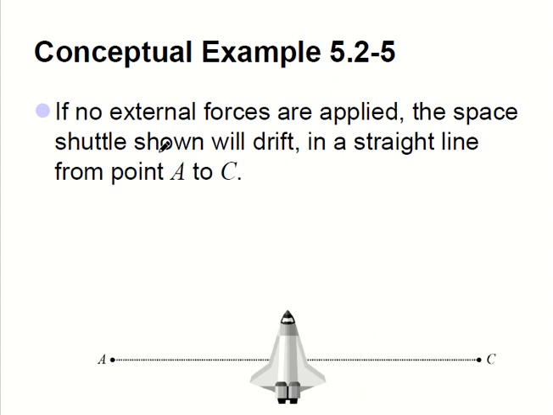Alright, the next one is: if no external forces are applied on this thing, the space shuttle shown here is going to drift, meaning it will go in motion in a straight line from point A to C. Okay, it's going to go from here. Every time we describe a motion, we always have a starting point, an end point, and the path along which this motion takes place.